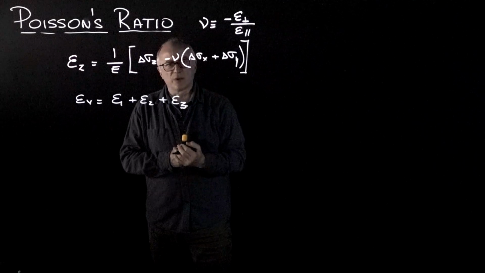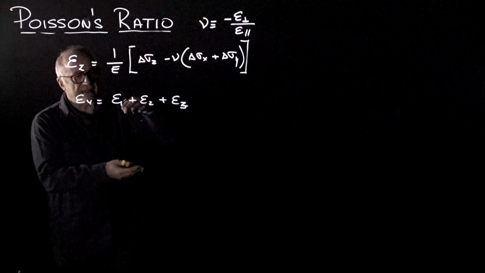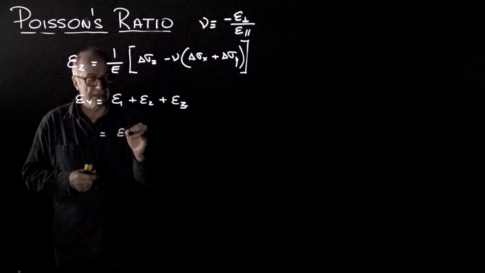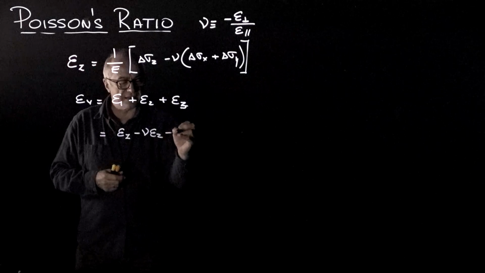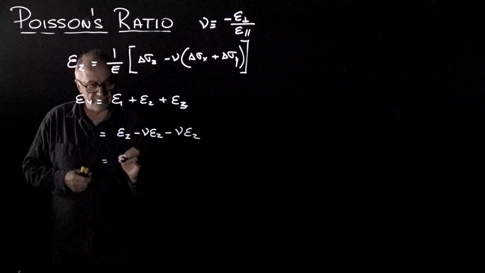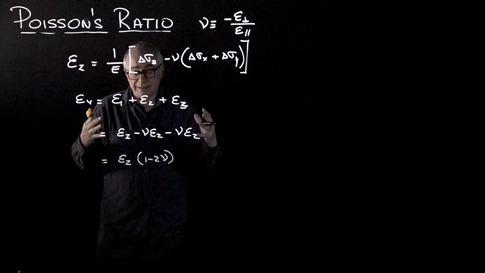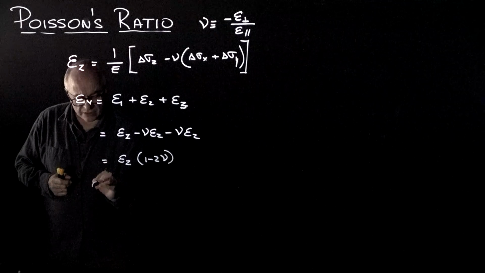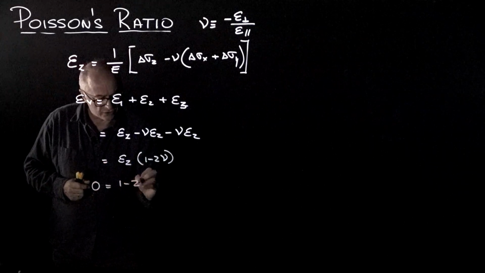We can begin using these equations to make some predictions about Poisson's ratio. For example, if we are going to load in the z direction, and we could have called this epsilon z, epsilon x, epsilon y, this is going to be equal to epsilon z minus Poisson epsilon z for epsilon x, minus Poisson epsilon z for epsilon y. Therefore, epsilon volumetric is equal to epsilon z times 1 minus 2 Poisson. Now, if there is no volumetric change because the material has very high bulk stiffness, then epsilon volumetric equal to 0 means that, multiplying both sides by the inverse of epsilon z, 1 minus 2 Poisson is equal to 0.